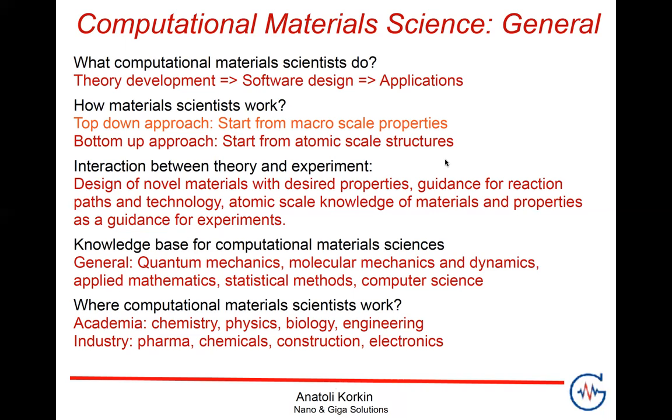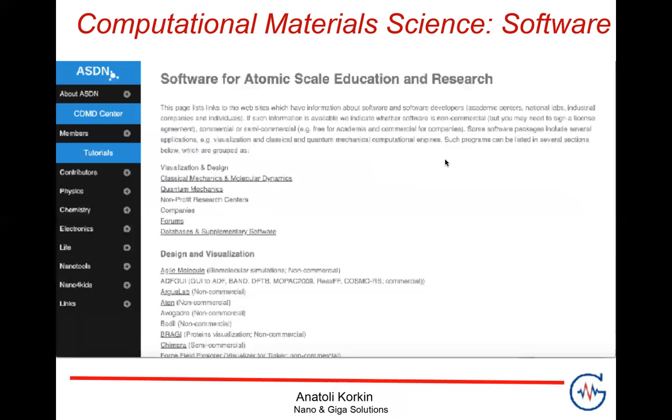So where can you find computational materials scientists working? In academia: universities and research centers in chemistry, physics, biology, and engineering. In industry, you can find computational materials scientists in pharma, the chemical industry, even all kinds of construction, and obviously in electronics. That's where I was working, at Motorola.